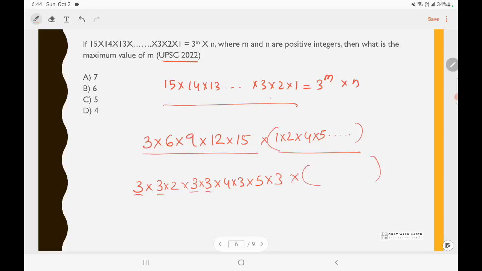1, 2, 3, 4, 5, 6. So this is 3 raised to 6 into some number. Okay, so this is in the form 3 raised to m into n. So here m is equal to 6. So option B is the right answer.